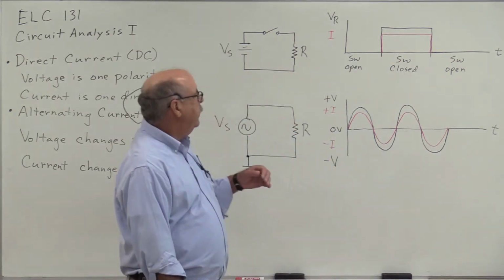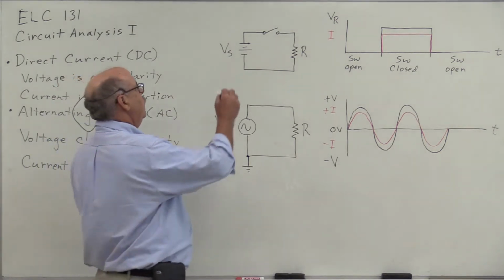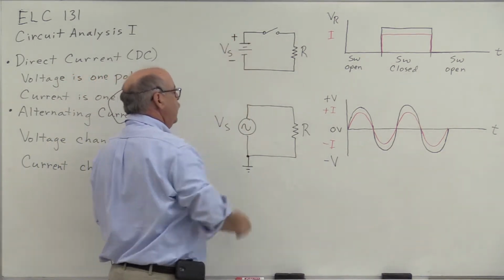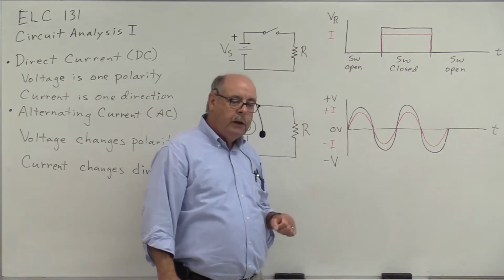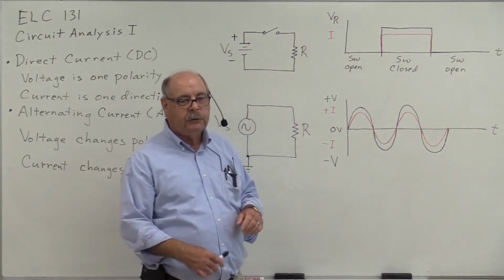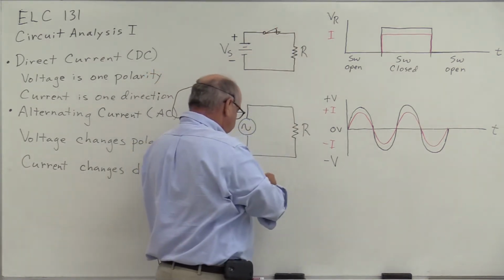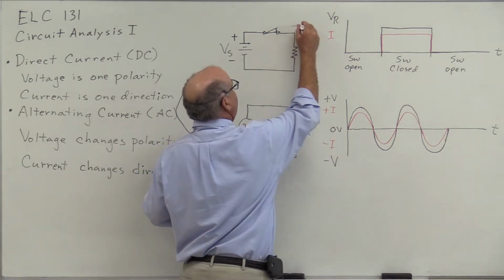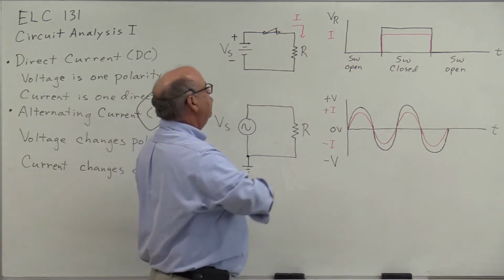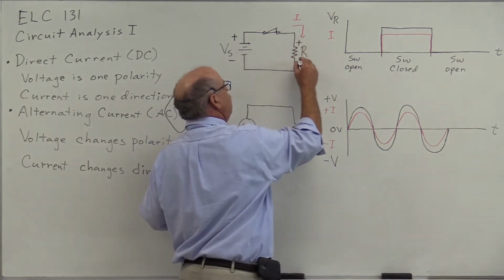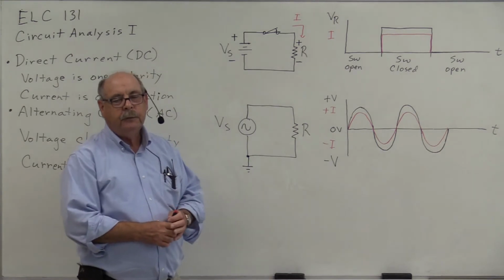So we look at an example of a DC circuit, and of course the voltage source is always positive to negative. And when the switch is open, no current flows and no voltage is developed across the resistor. However, when the switch is closed, we'll now have current flow through the resistor, and there'll be a voltage dropped across the resistor that is positive to negative as shown.